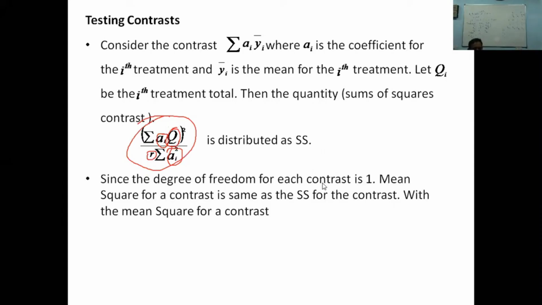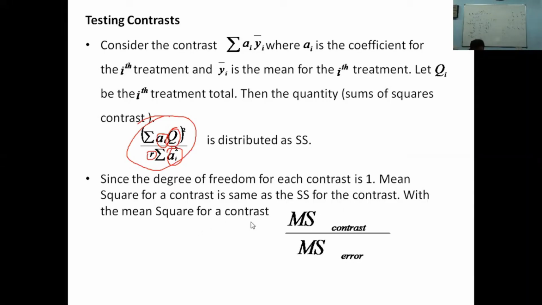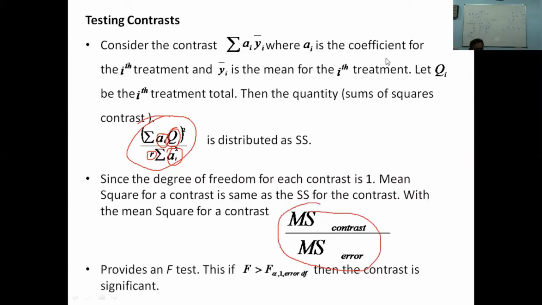Since the degrees of freedom for each contrast is 1, the mean square for contrast is same as sums of square of contrast, as I pointed out earlier. The mean square for the contrast can be tested as mean square of contrast divided by mean square of error. So we are always testing the F-test using mean square of contrast divided by mean square of error. If the F calculated value is greater than the table value, then the contrast is significant. So that is how we make the decision.